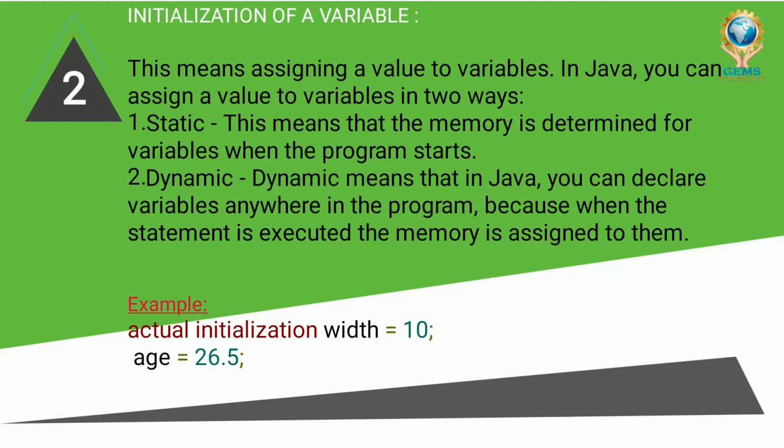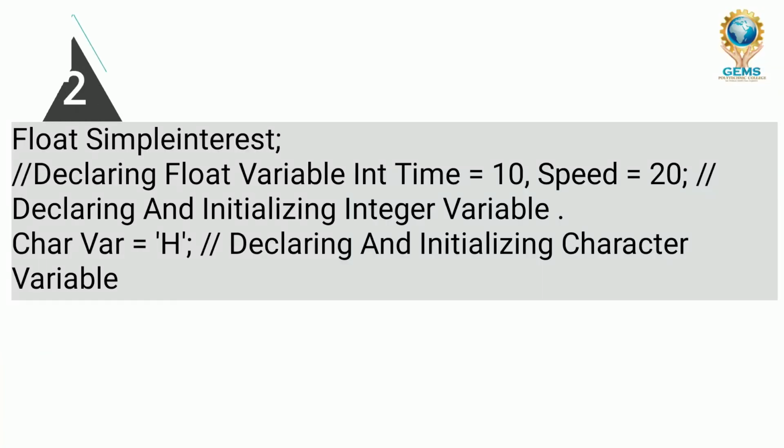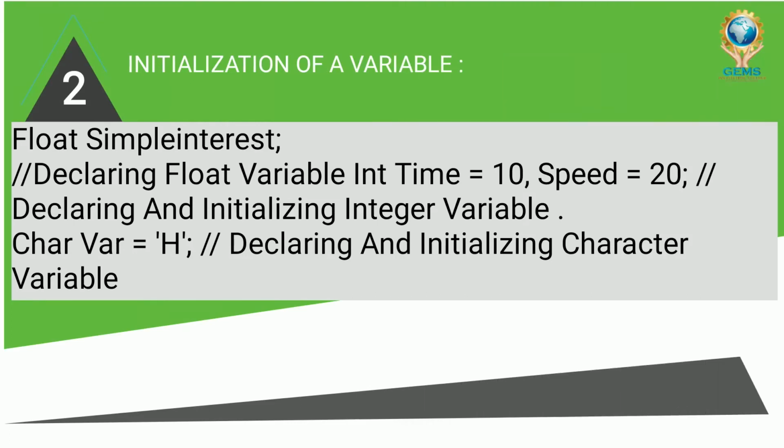In static, previously the memory was allocated to the variables. That is the difference between static initialization and dynamic initialization. Just look here. Width equal 10, A is equal to 26.5. So declaring a float variable, you are declaring the float simple interest. Look here, how you are declaring the variables or initializing the variables. I am talking about initialization of variables.